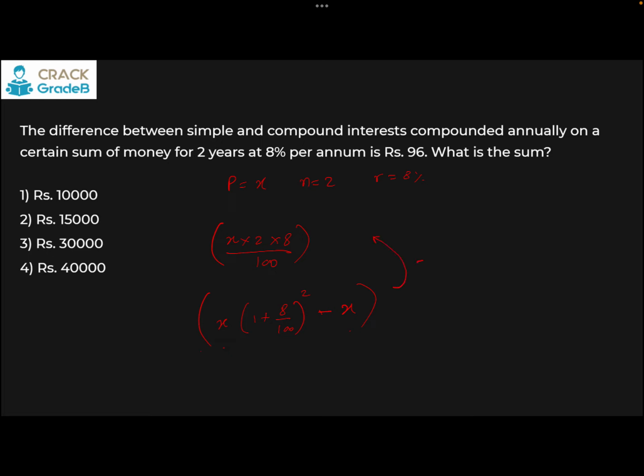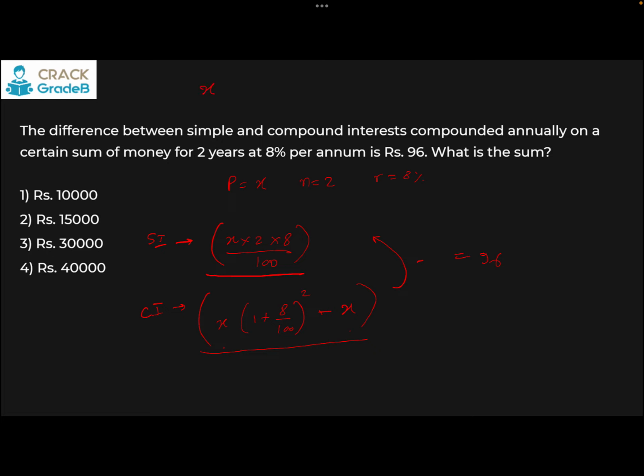They are saying the difference between these two. So obviously compound interest is more than simple interest. So we'll subtract simple interest from compound interest. And that difference we have to equate with 96. Now because there is only one variable, we can solve that and then we can get the answer. But as I said, this is going to be really lengthy and unnecessary if we understand that what creates the difference is the interest upon interest, because in compound interest we get interest upon interest.